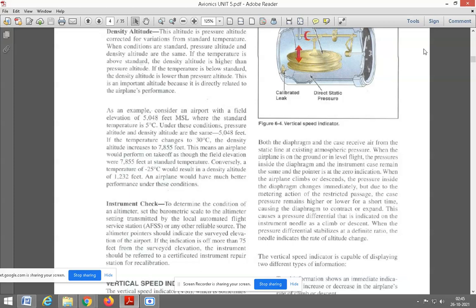At a stage it may lead to a standard value of pressure in the diaphragm, which will indicate the change of altitude.